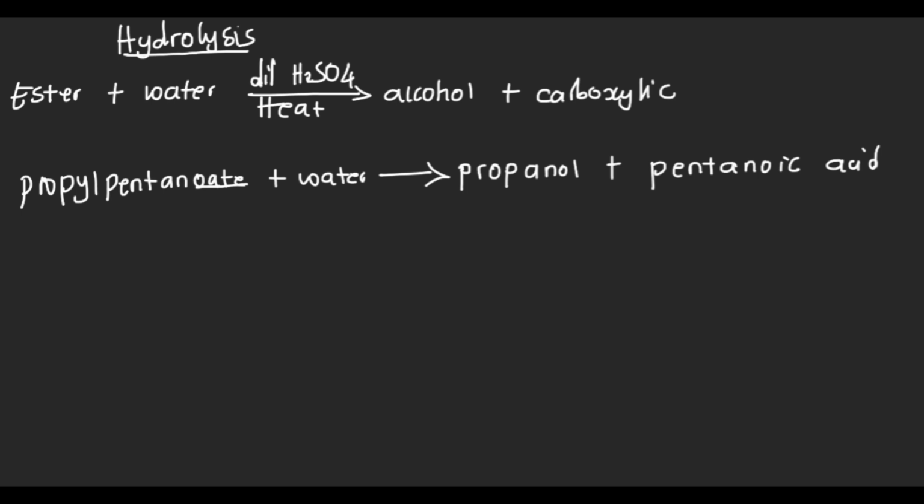And it can work for any ester. Let's say, for example, if you have methyl propanoate, and that undergoes hydrolysis, the product is that the methyl will go back to its alcohol part, which is methanol. Then propanoate will become propanoic acid. So this is how we look at some of the esters.